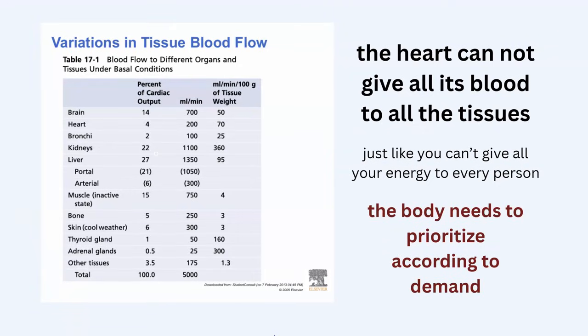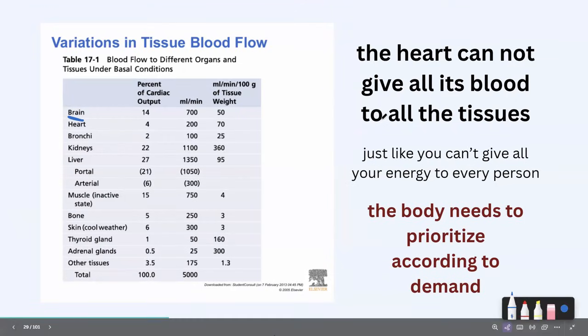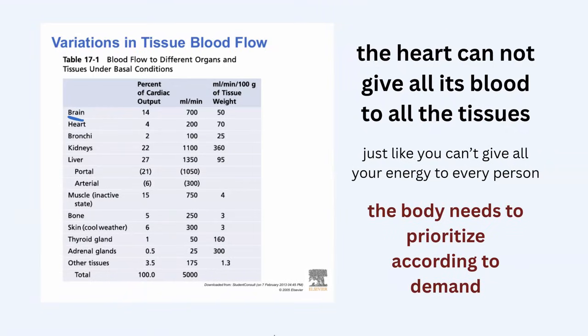So the cardiac output is 100%. Remember that whatever blood is going out of the heart is 100%. 14% of that blood is going to the brain, 4% to the heart, 2% to the bronchi, 22% to the kidneys, 27% to the liver, and so on and so forth. Okay, the total is 100. So the heart cannot give all its blood to all the tissues. It needs to prioritize according to demand.